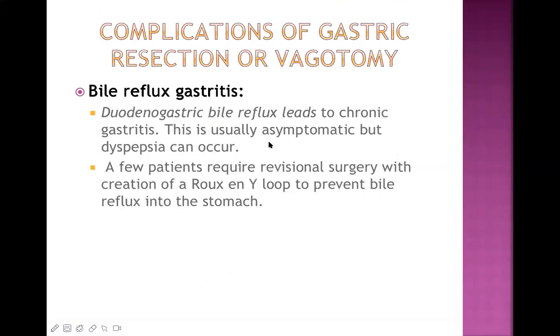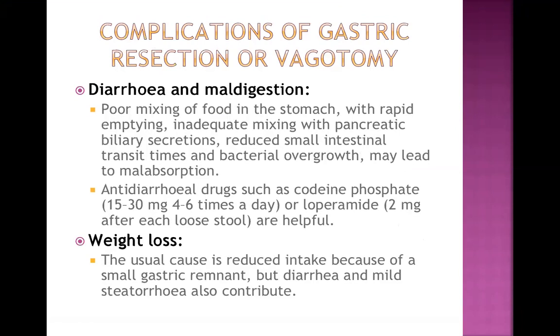Now, the second is bile reflux gastritis. In Billroth 1 reconstruction or even in Billroth 2 reconstruction, there is a chance. But in Roux-en-Y, there is no chance. So we go for Roux-en-Y type of reconstruction to prevent bile reflux gastritis. This is an important point.